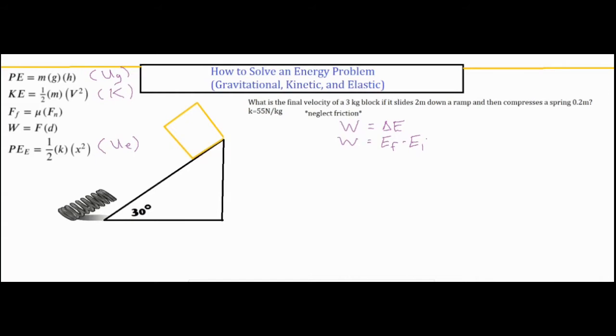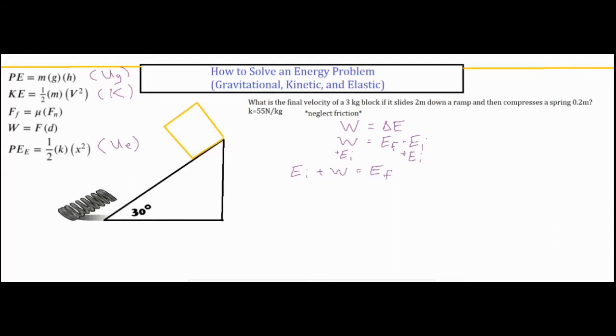Okay, so you can go forward with that setup. Actually, what I like to do is I like to add the initial energy to both sides. That way I have the initial energy plus whatever work is done is equal to the final energy. So because energy is conserved, all of that initial energy summed up should equal that final energy unless some work is added or subtracted from the system.